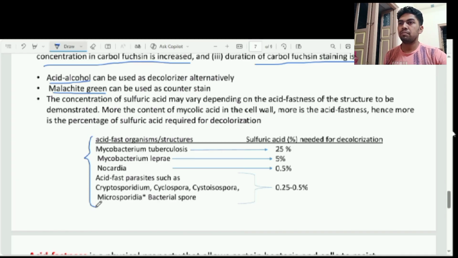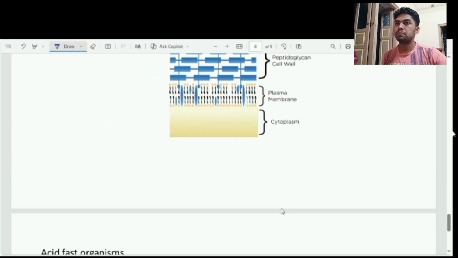Yes, this is the chart. That's why I told that the concentration of sulfuric acid as decolorizing agent is very important. It is 25% for Mycobacterium tuberculosis, because Mycobacterium tuberculosis is very much acid fast, because the mycolic acid content is very high in Mycobacterium tuberculosis. For Mycobacterium leprae we need 5% H2SO4. For Nocardia that is 0.5%, and for acid fast parasites that are Cryptosporidium, Cyclospora, Cystoisospora, for those organisms we need a concentration of 0.25 to 0.5%.